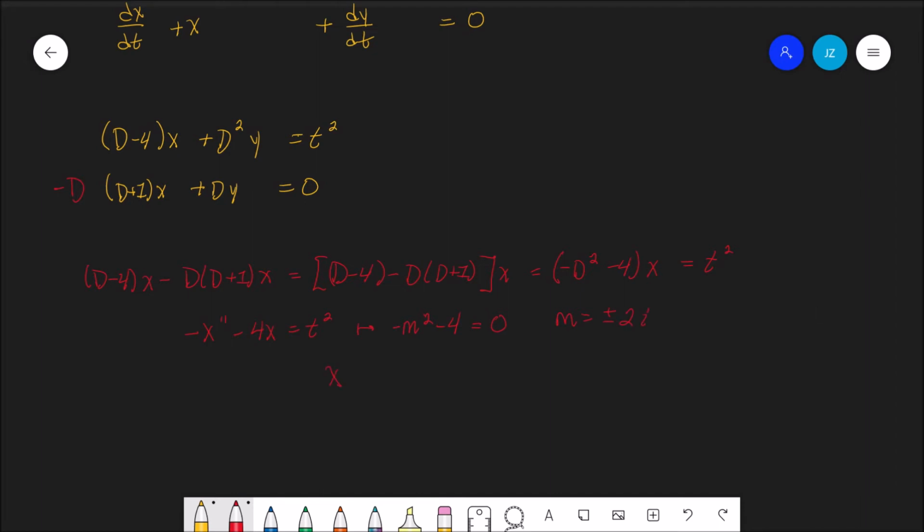So our complementary function is c1 cosine of 2t plus c2 sine of 2t. For the particular solution, it will have the form of at squared plus bt plus c. It's a second order polynomial.